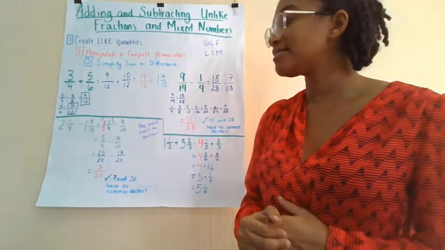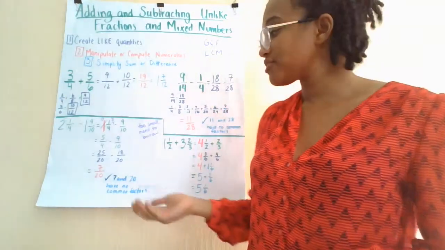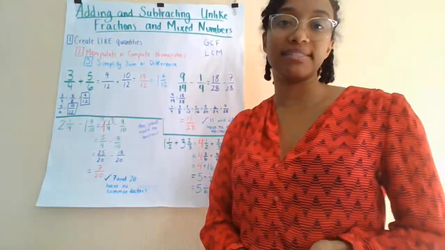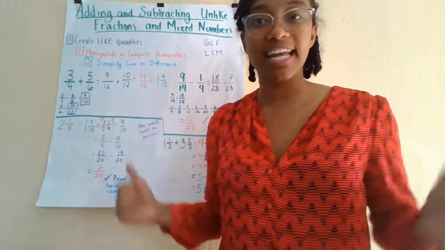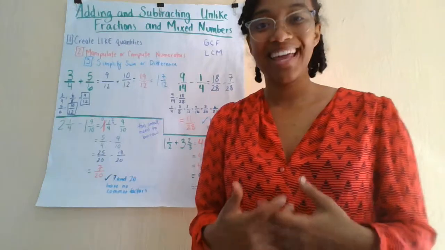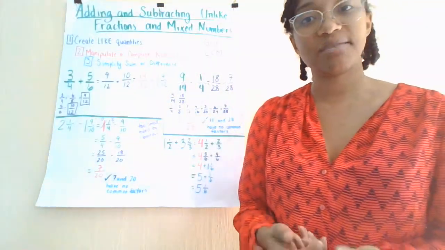Now we're going to check to see if we can simplify by dividing by that greatest common factor. But it turns out the only common factor between 7 and 20 is 1. So there's no use in dividing it. It is already simplified. I hope that you've enjoyed learning how to add and subtract fractions and mixed numbers.